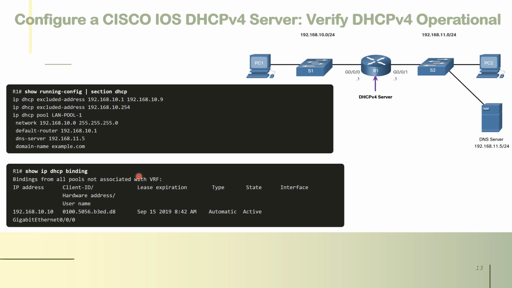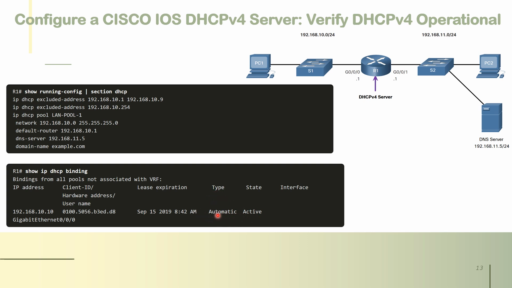And the next step is to verify the DHCP version 4 bindings by using the show ip dhcp binding command. It will display a list of all IPv4 address to MAC address bindings that have been provided by the DHCP version 4 server. And as you can see, it provided this IPv4 address for this client, which has this MAC address. It also shows the time when the lease is given and the expiration.